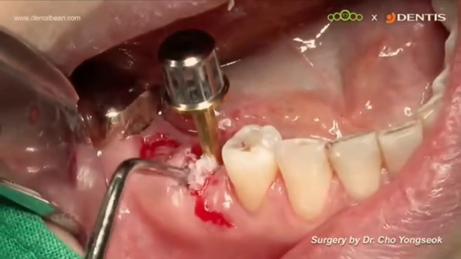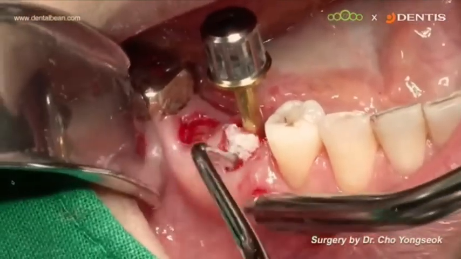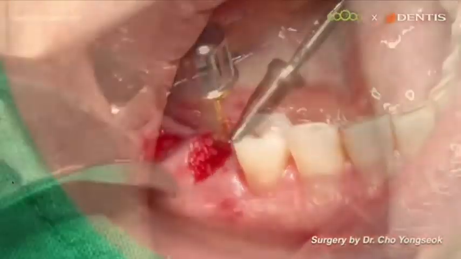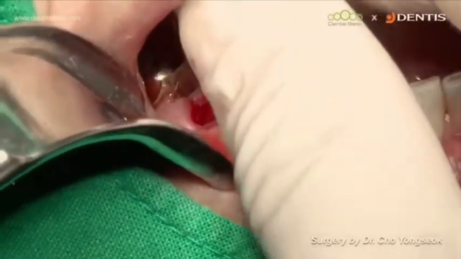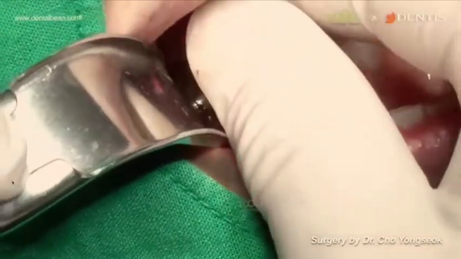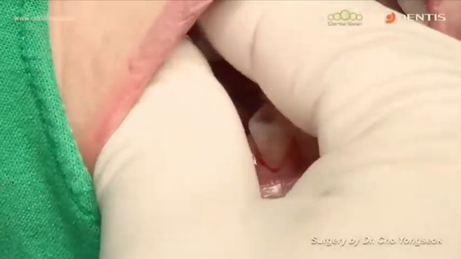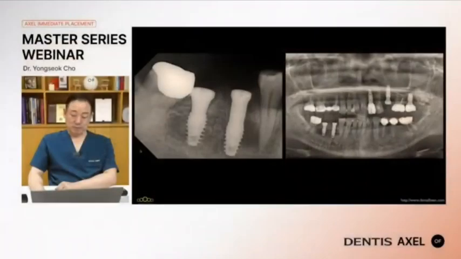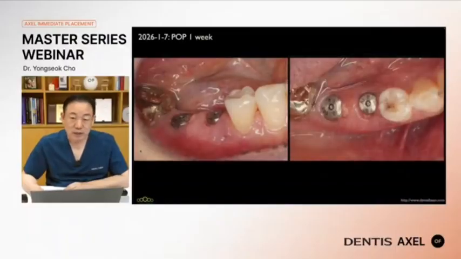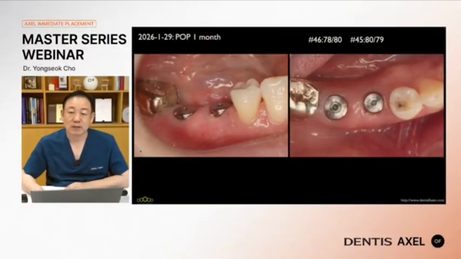Okay, because of buccal bone loss, I tried intra-socket bone grafting at the buccal side. Connected the healing abutment and finished the surgery. Okay, like this. One week later, healing looks nice. One month later, very clean soft tissue condition.